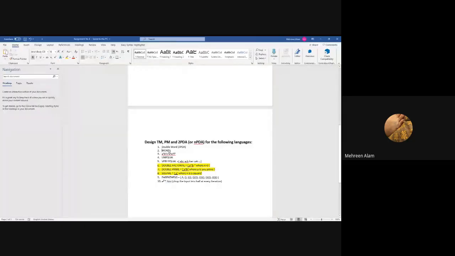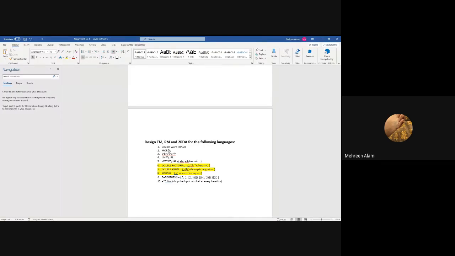Okay, so let's begin with our first problem, which is the double word. I will share the assignment with you as well, so we have a good idea. So this was your assignment. I have modified it. I will be removing NPDA because you don't need multiple PDAs.